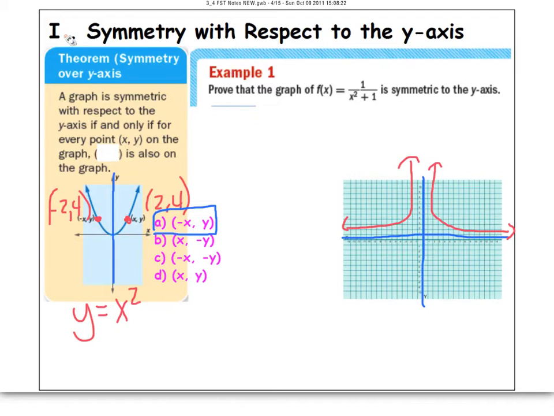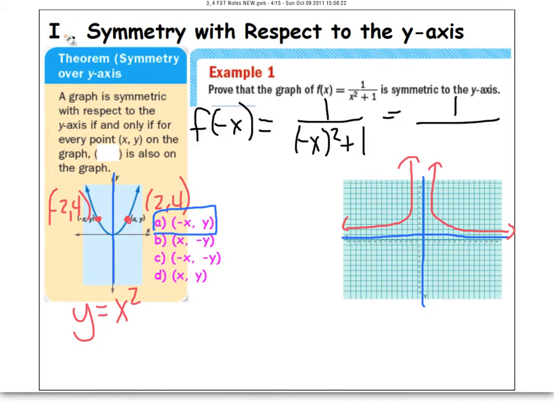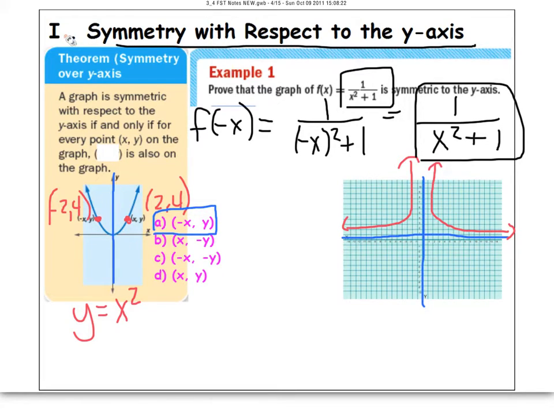To prove it, we put negative x into the equation, simplify, and if we get the same equation back, that proves it reflects over the y-axis. So I'm going to find f of negative x, which means just put negative x in for the original x value. We square it, plus 1. So we have 1 over, well, negative x times negative x is a positive x squared, plus 1. This is the final state, which looks like the original function. Therefore, this does have symmetry with respect to the y-axis.